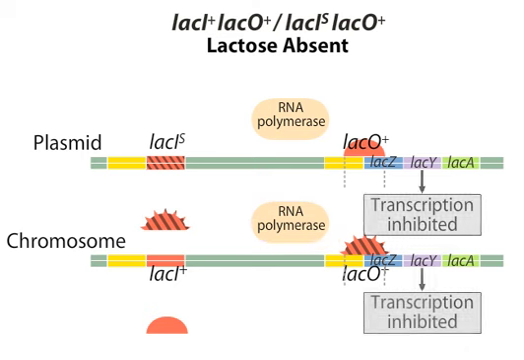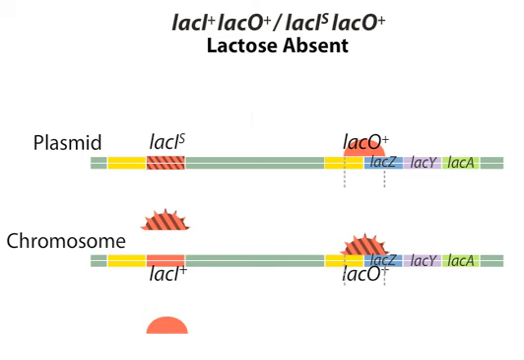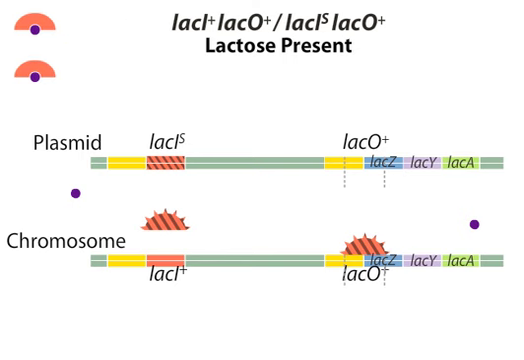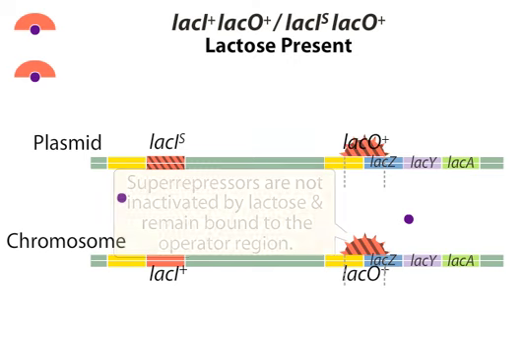In the presence of lactose, allolactose molecules bind to the wild-type repressors. The allosterically inhibited active repressors can no longer bind to the operator regions. Allolactose cannot bind to the superrepressors, so these repressors are still available to bind to the operators of both operons.